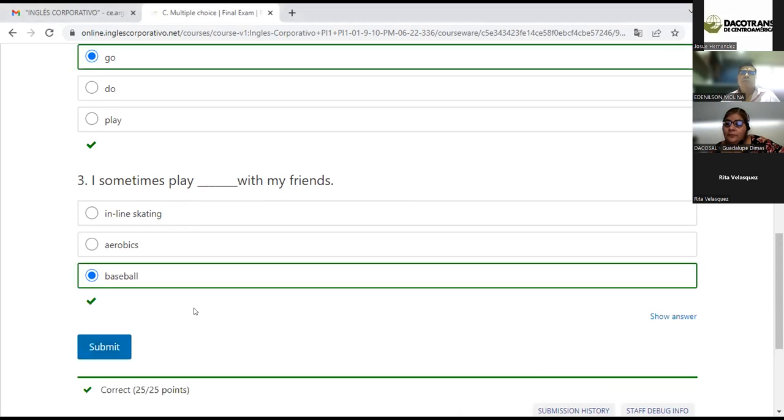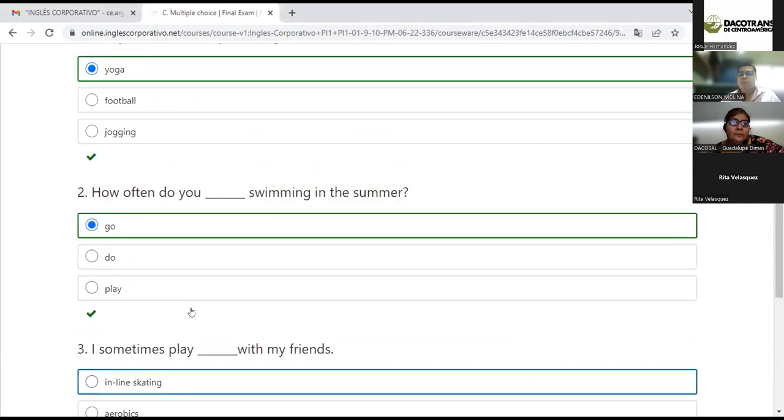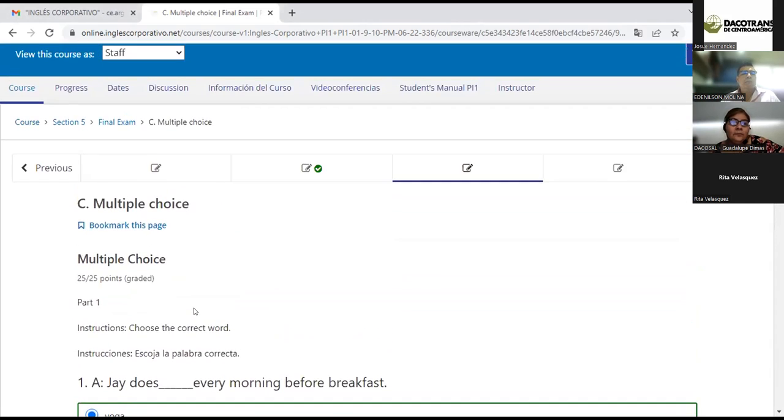Let's click on submit. Ahí están. Están correctos. Okay.